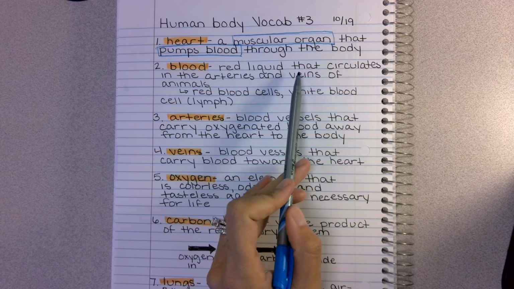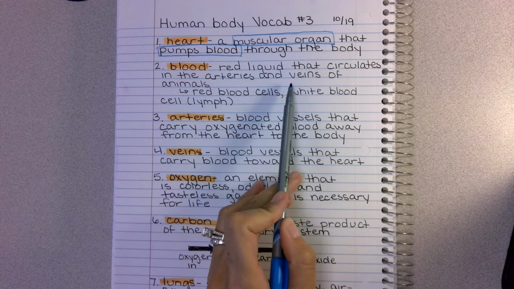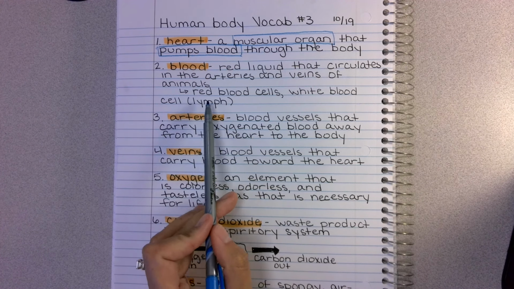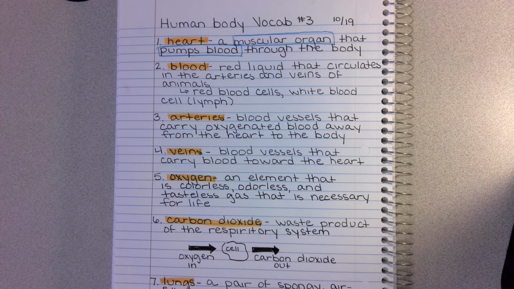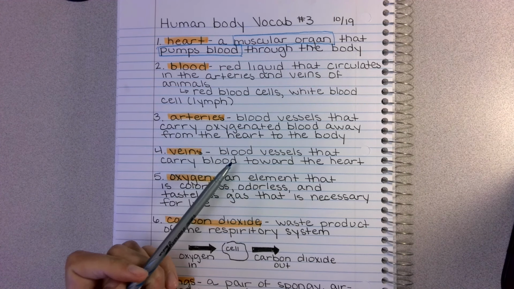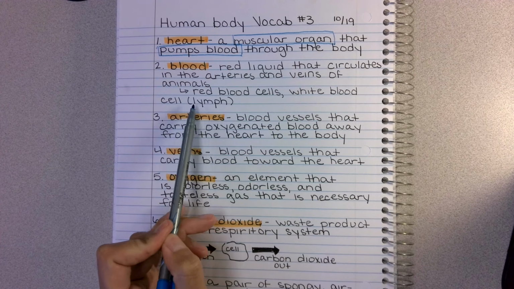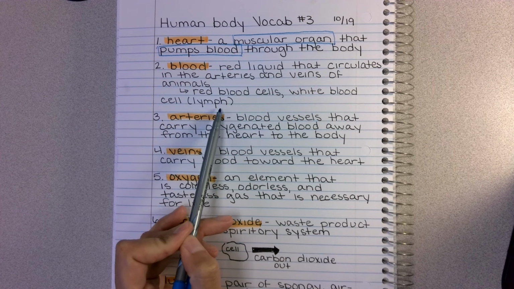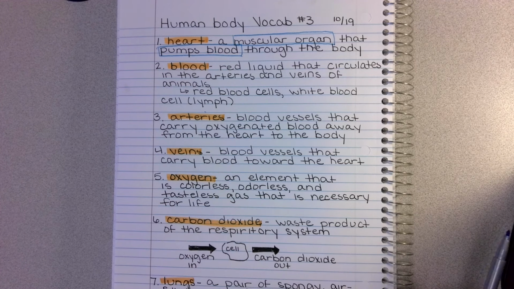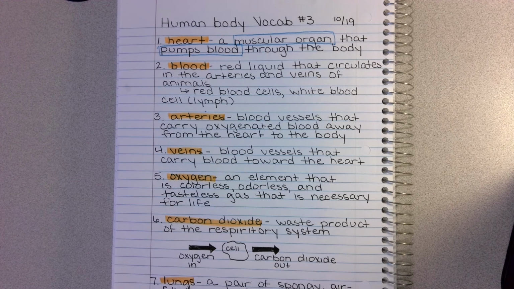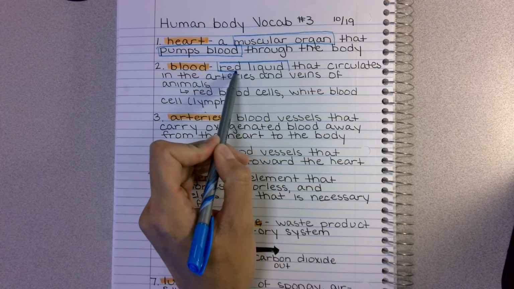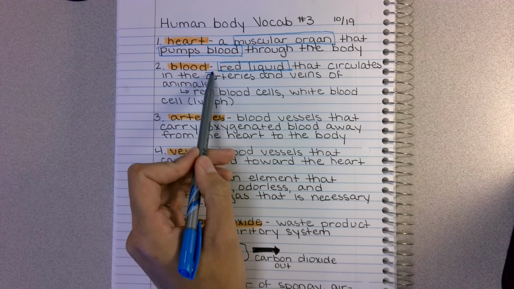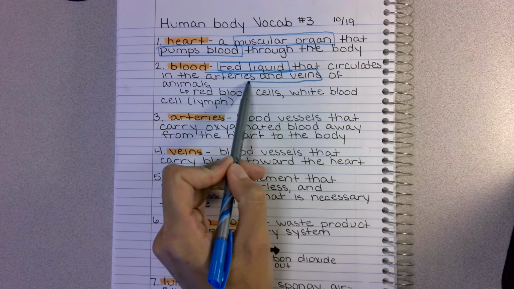It's a red liquid that circulates in the arteries and veins of animals. Red blood cells, white blood cells. And I put lymph right there because that is part of your white blood cells. And you guys might see this in one of your quiz questions. So remember, lymph is with your white blood cells. All right, let's see, red liquid. Arteries and veins.